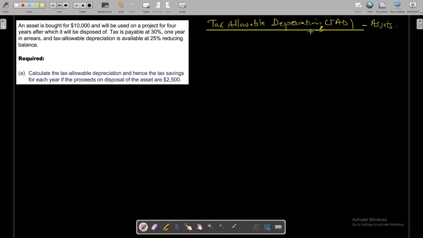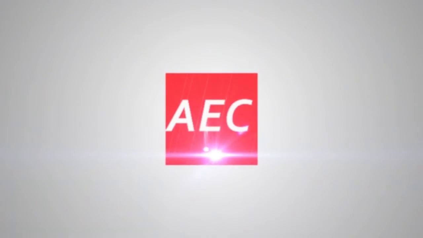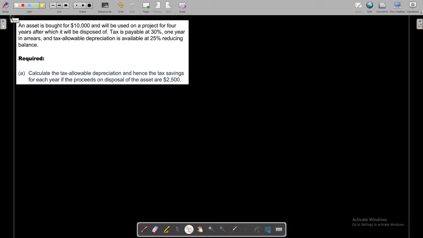But since depreciation is an expense that is not allowed in NPV computations because it is irrelevant cash flow, in order to compensate the business for the depreciation of that asset, tax allowable depreciation is given by tax authorities. Okay, so let's start with tax allowable depreciation.